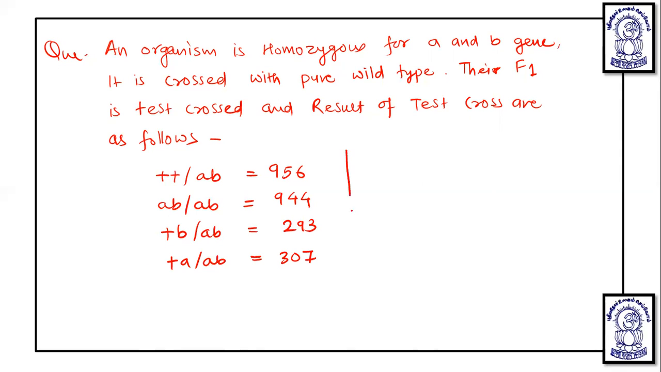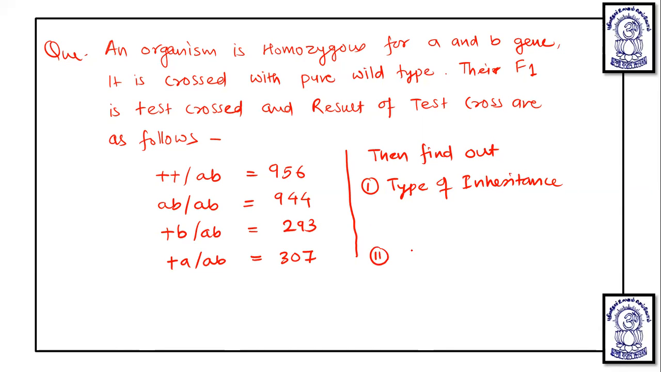So the question is, then find out number one, type of inheritance, and number two, percent crossover or recombination frequency and distance between A and B genes.